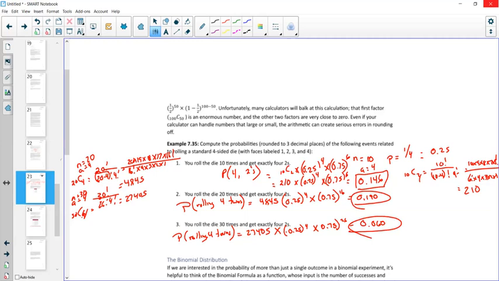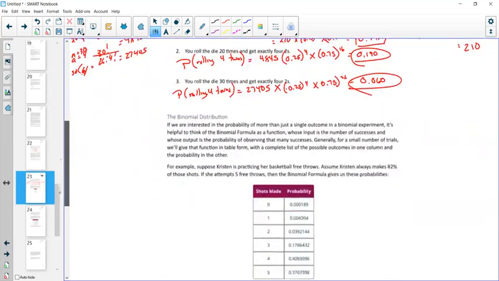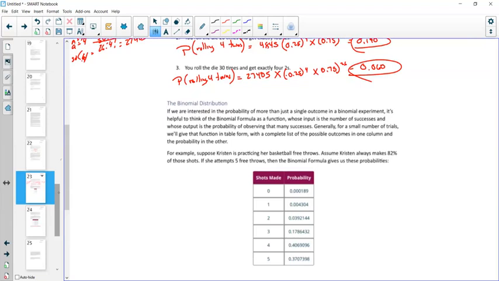And that is the extent of what we will be doing, but I do want to talk a little bit about how this works further. And should you go into statistics, you will definitely dive into deeper details with the binomial distribution. So if we're interested in the probability of more than just a single outcome in a binomial experiment, it's helpful to think of the binomial formula as a function whose input is the number of successes and whose output is the probability of observing that many successes. Generally, for a small number of trials, we'll give that function in table form with a complete list of the possible outcomes in one column and the probability in the other.